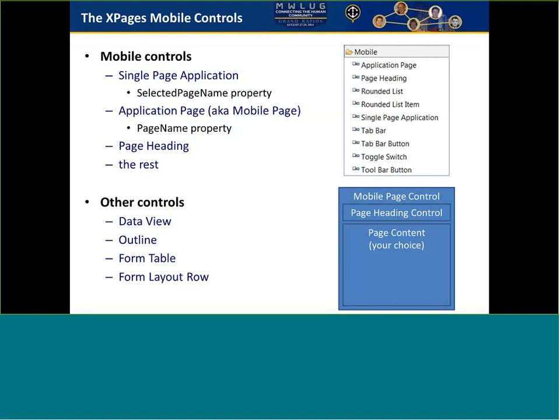Here's the interesting thing. The mobile controls are in a section in Domino Designer, but you don't just have to use those mobile controls as you build your mobile applications, and this is something else that comes from the Mastering XPages book. The other controls like data view, outline, form table, and form layout row also support the mobile theme, even though you don't find them in the mobile controls section in Domino Designer. So that's just something to keep in mind.